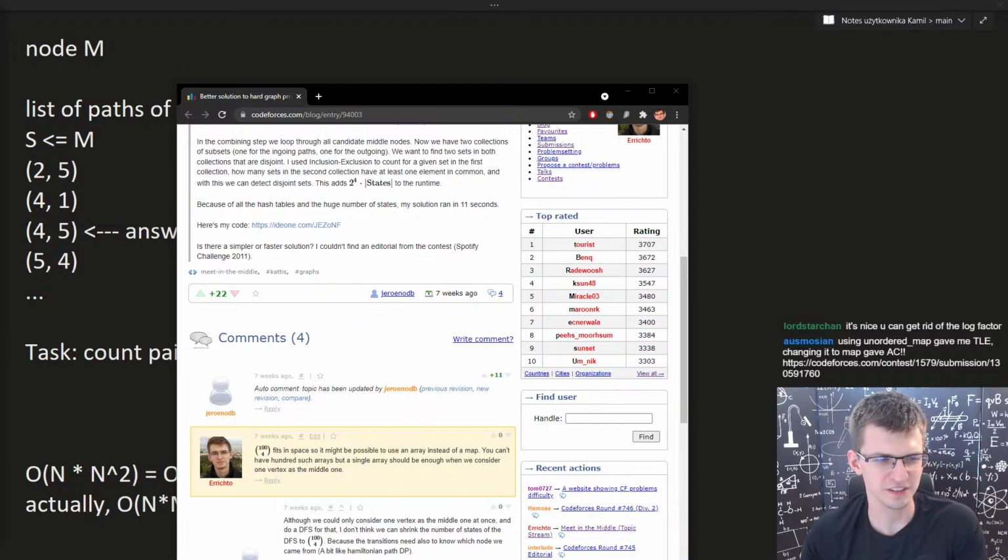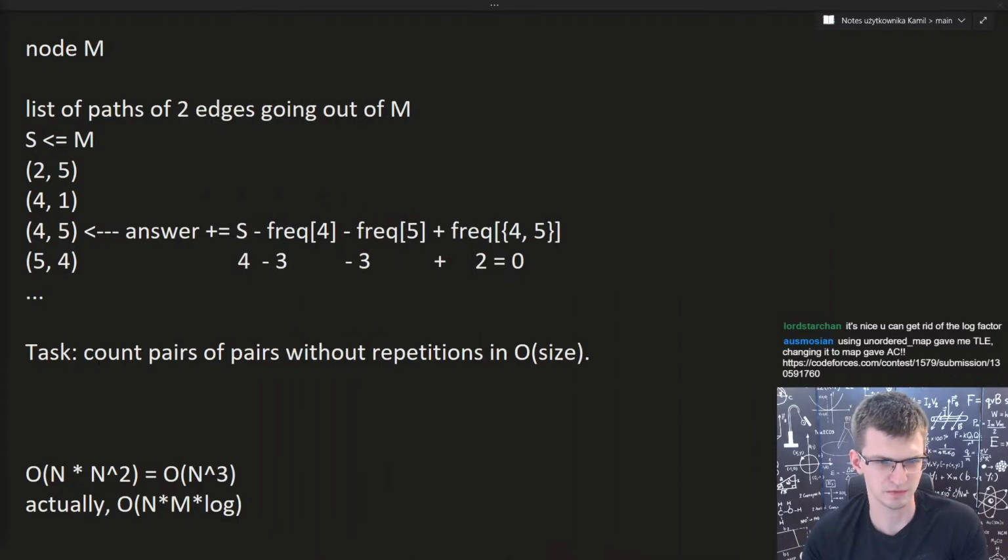The log factors are not important, and don't use unordered sets and maps. Their pessimistic time complexity is bad. So I just use set and map. I don't use unordered versions. And logarithms very rarely hurt in competitive programming.